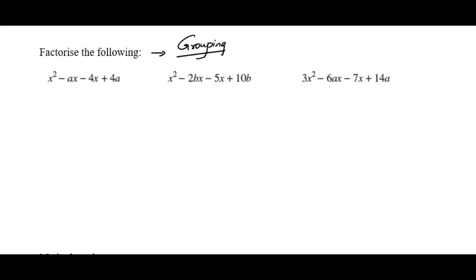So if I jump into this first example, I'm going to have a look at the first 2 terms of this question, and I can see that they have a common factor of x. So if I take the x out, I'm going to be left with x squared divided by x, which is x, and minus ax divided by x is simply minus a. So I'm going to be left with x minus a inside the bracket.